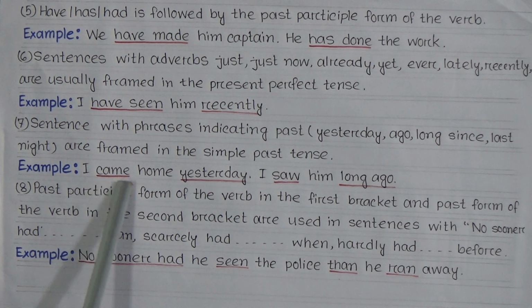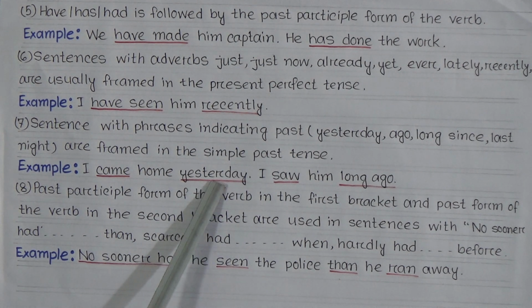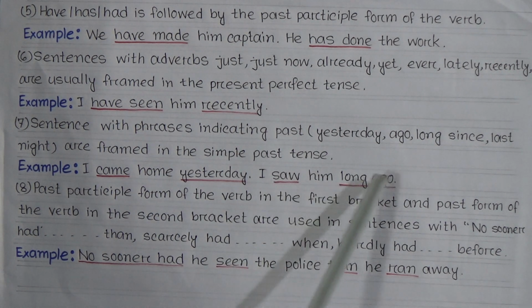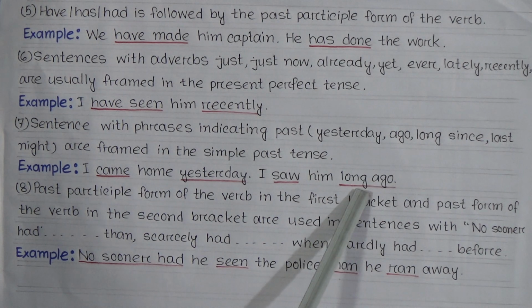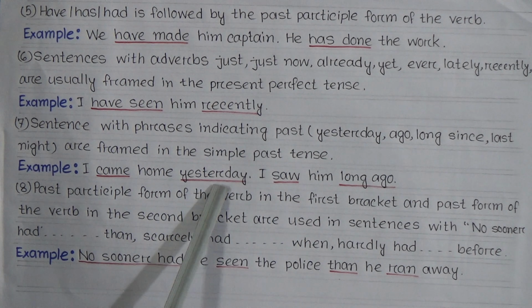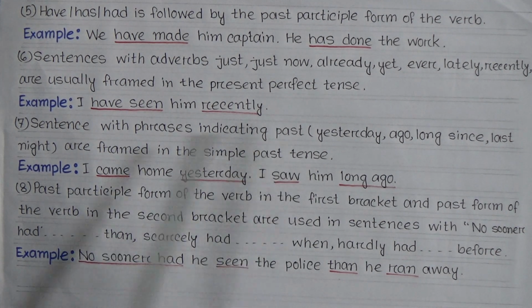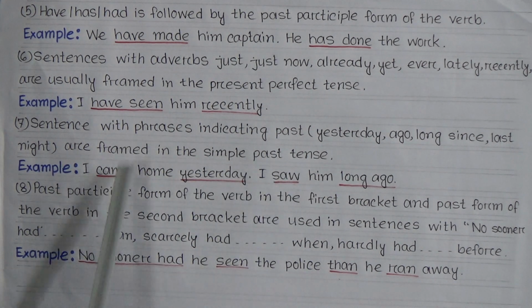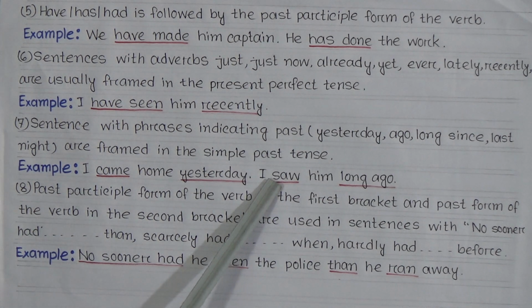The example is: I came home yesterday. Students, look at this word yesterday. This is the indicator of simple past tense. And the next example is: I saw him long ago. Long ago, this is another sign of past indefinite tense. So for long ago and yesterday, we have written these sentences in past indefinite tense. I came, I saw. Came is the past form of come, and saw is the past form of see.